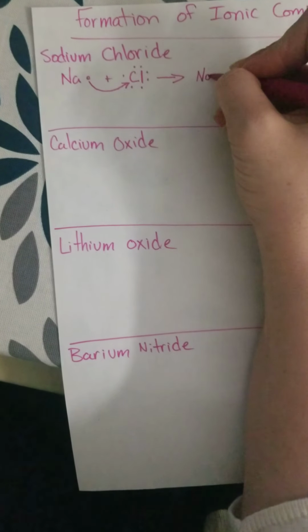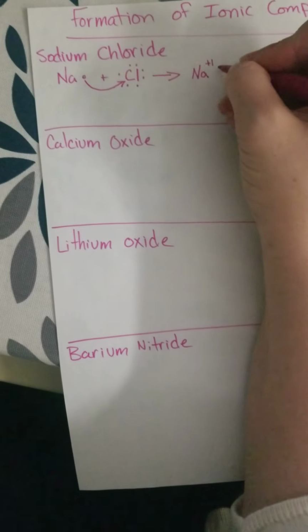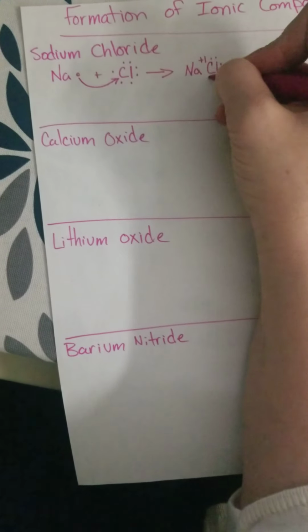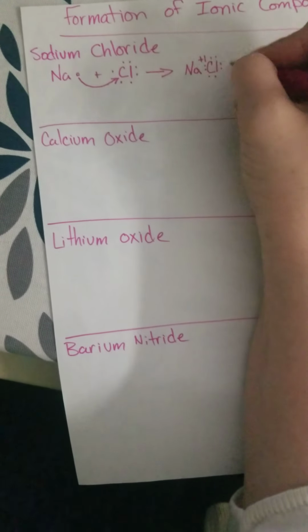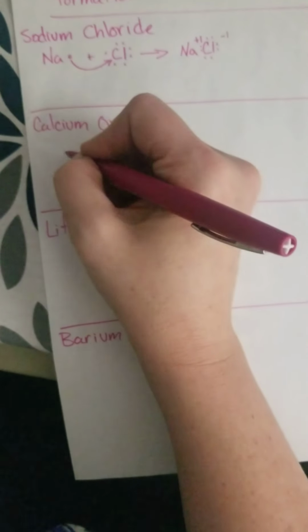The metal will lose its electron, and since it lost 1, it has a positive 1 charge. Chlorine has a full valence electron shell, so it gets its 8 and therefore has a negative 1 charge. We're going to do the same thing down here.